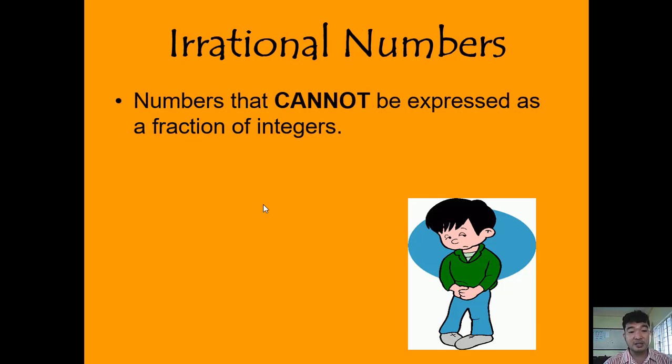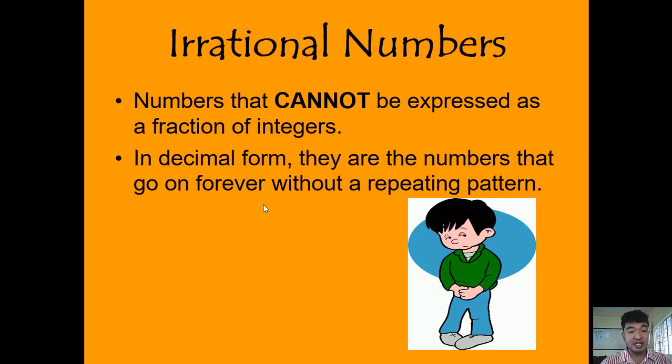Numbers that cannot be expressed as a fraction of integers. Meaning, irrational numbers, kabaliktaran ito ng rational numbers. Kasi kapag irrational numbers, it cannot be expressed as a fraction of integers. In decimal form, they are the numbers that go on forever without a repeating pattern. So, hindi siya nauulit. Hindi katulad kanina sa rational numbers na ang decimal niya paulit-ulit. Dito sa irrational numbers, walang nauulit. And if that happens, the number is an example of an irrational number.